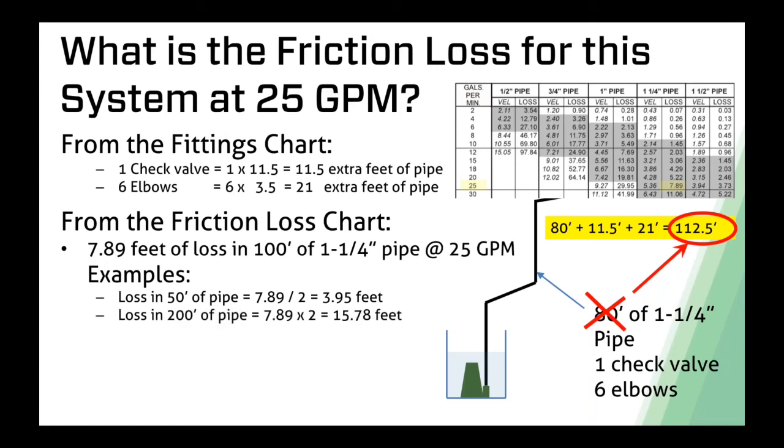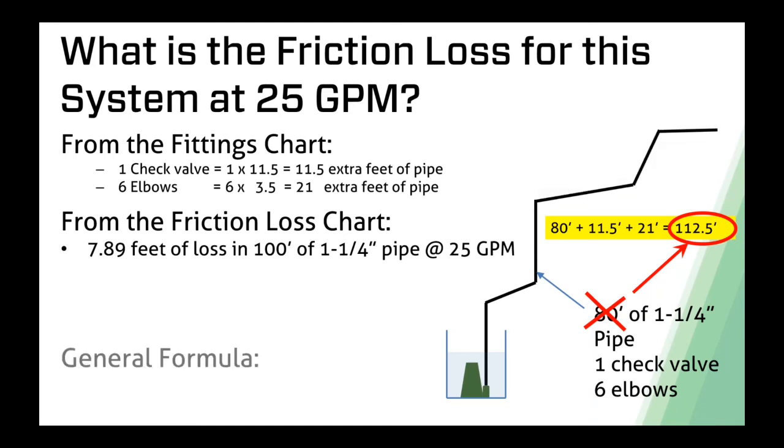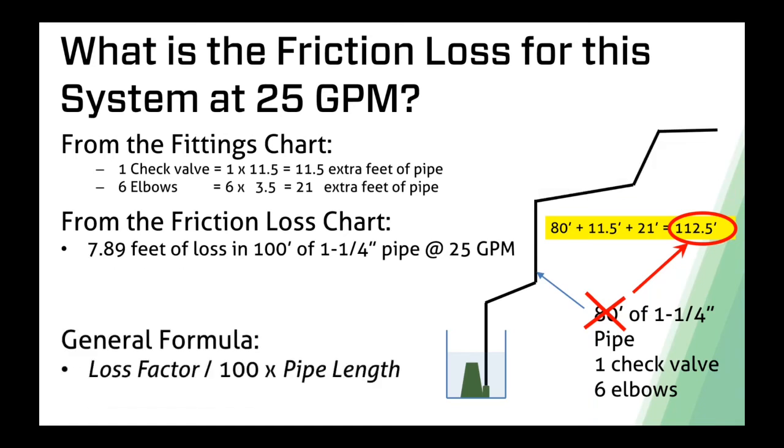By comparison, let's say that you had 200 feet of pipe. Well, if you have 200 feet of pipe, you're going to have twice the friction loss. So you would take that value out of the chart, 7.89, you would multiply it times 2 to get a different value. So in general, the formula looks like this.